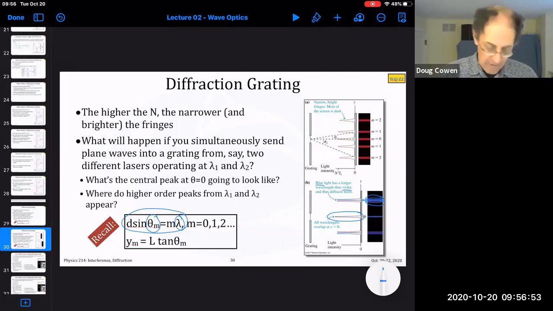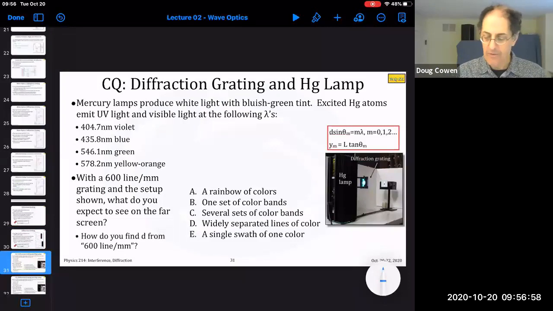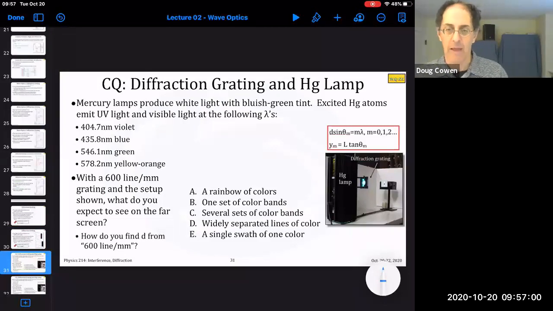Okay, looks like I've run out of time. So next time we'll do this concept question on diffraction gratings and a mercury lamp.